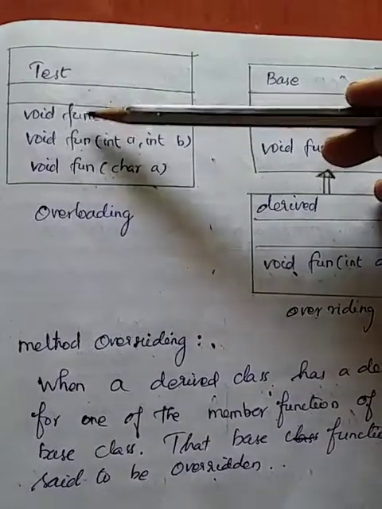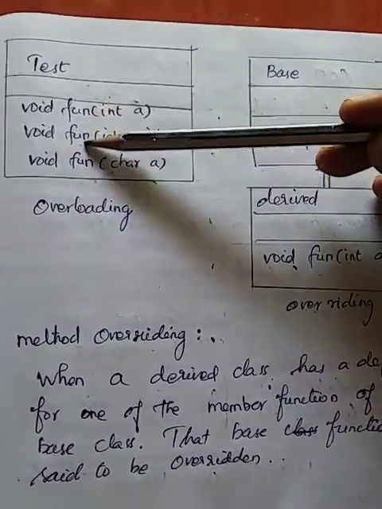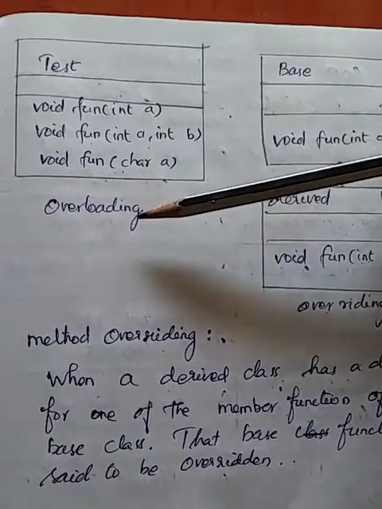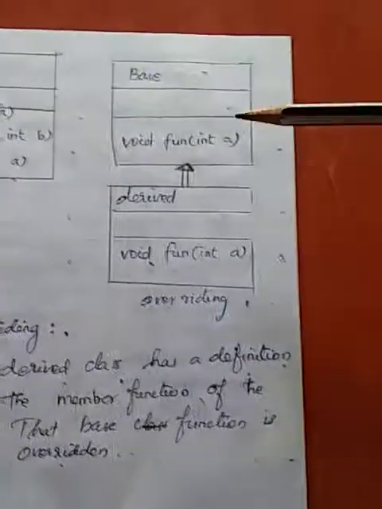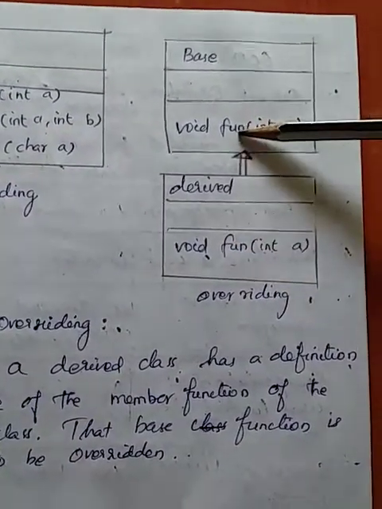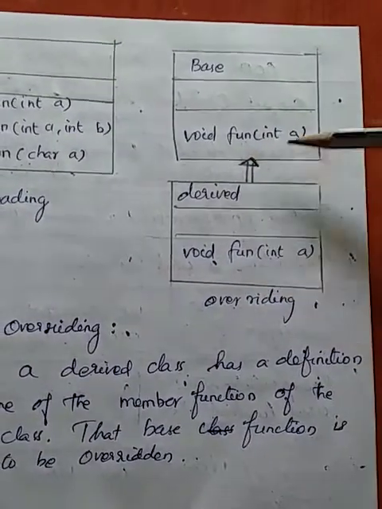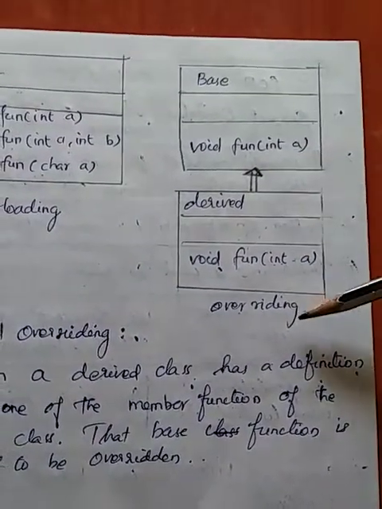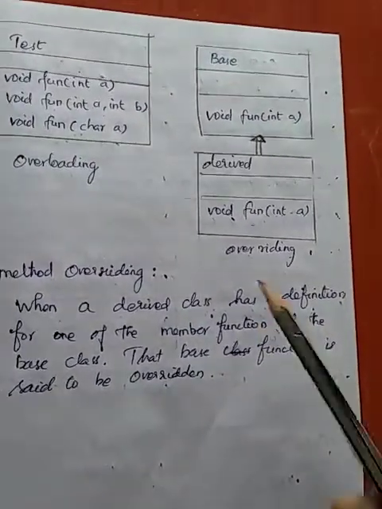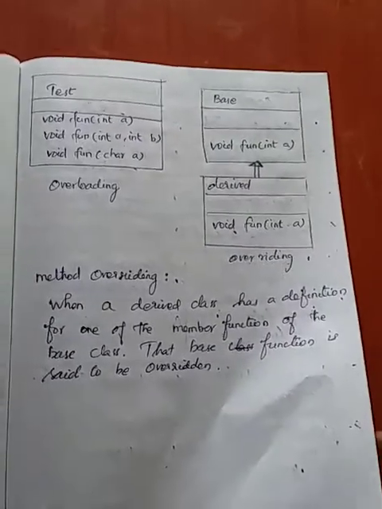Overloading is where we have three functions with the same name but different sets of parameters and different types of parameters. This is function overloading. Method overriding is where we derive a class, and the base class and derived class have the same function name with the same set of parameters. This is method overriding. Here this method is said to be overridden. And in C++ you might have seen how to write a program for overloading and overriding.